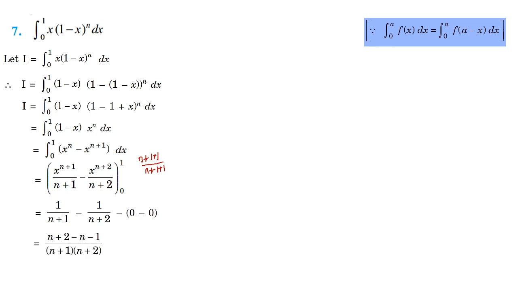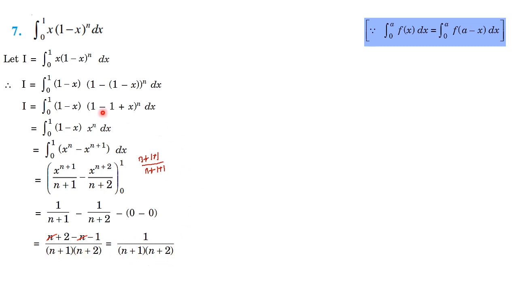Then here n plus 1 into n plus 2 we can take as common LCM. Then multiply this n plus 2 with 1, so 1 into n plus 2 is n plus 2. Then this n plus 1 with 1, there is a minus sign. So when we remove the bracket, minus n minus 1. Then here plus n and minus n we can cancel, and plus 1 and minus 1 we can cancel. Finally we will be getting 2 minus 1, which is 1 divided by n plus 1 into n plus 2.